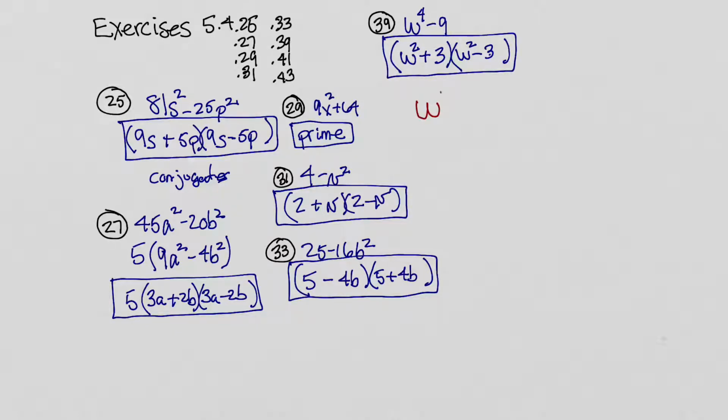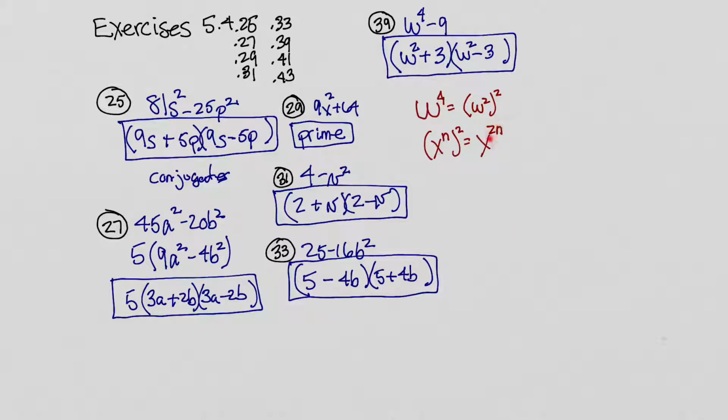W to the fourth. Now we can write that as w squared squared. So if I unsquare w to the fourth, I get w squared. And in fact, if we take x to any power n and square it, you multiply those exponents, and we're going to get x to the 2n.